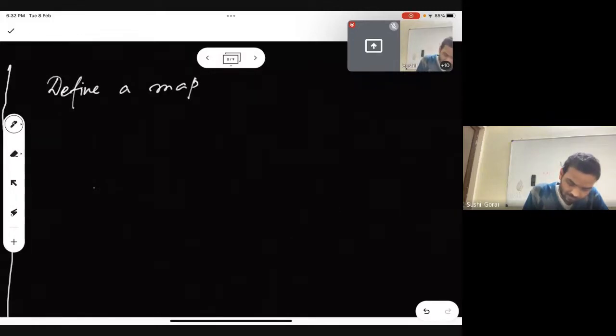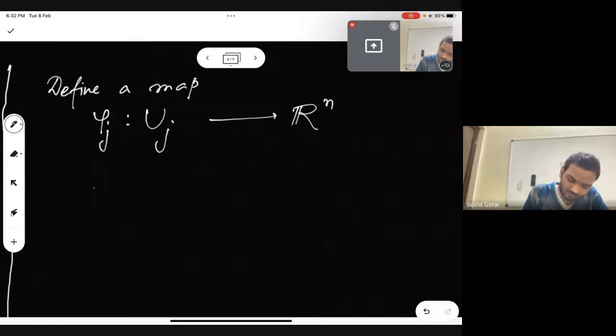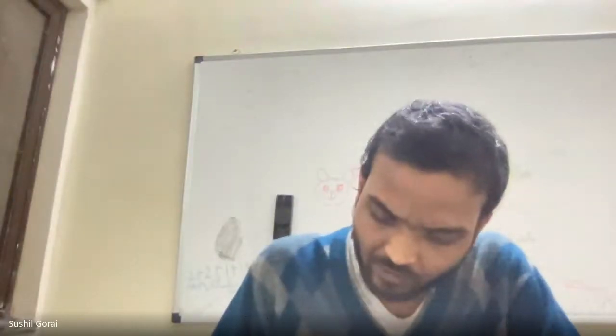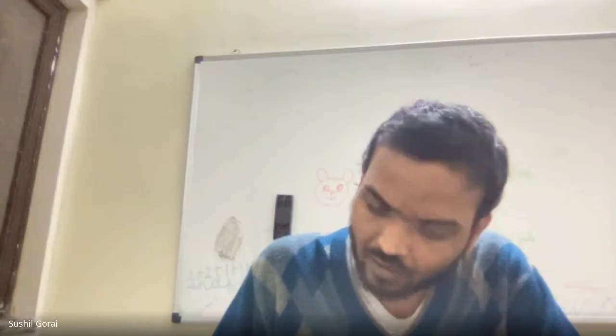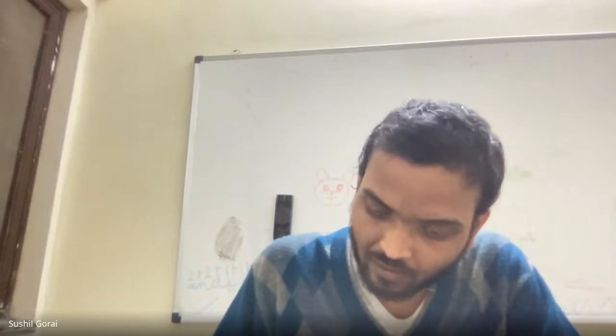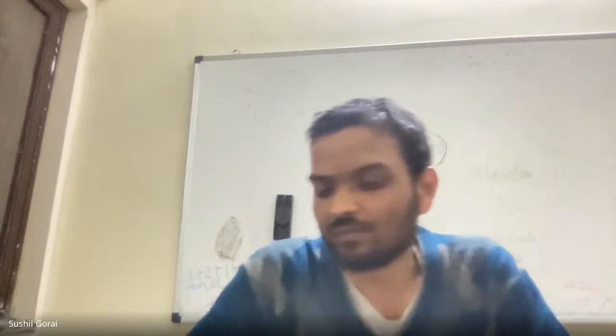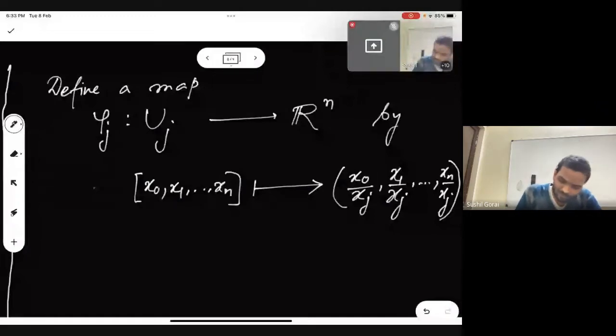Now define a map phi j from Uj to Rn by (x0, x1, ..., xn) goes to (x0 by xj, x1 by xj, ..., xn by xj). So this is how you define phi j.